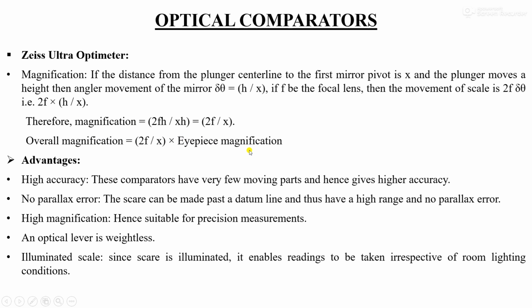Now we see some of the advantages of the Zeiss ultra optimeter. First is high accuracy. There are very few moving parts in this type of comparator, and so it gives you higher accuracy. There is no parallax error found in this because the scale can be made to pass a datum line. You can cross the datum line easily, and you can have a higher range, and so there is no parallax error. The magnification is very high, therefore you can use it for precise measurements.